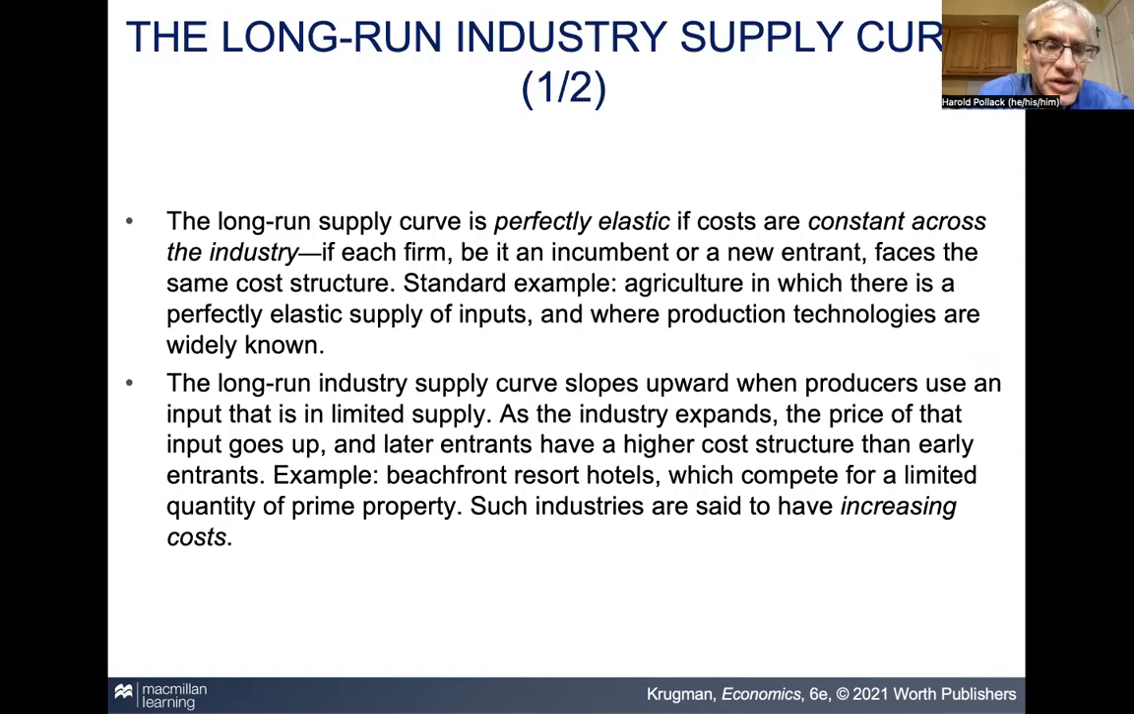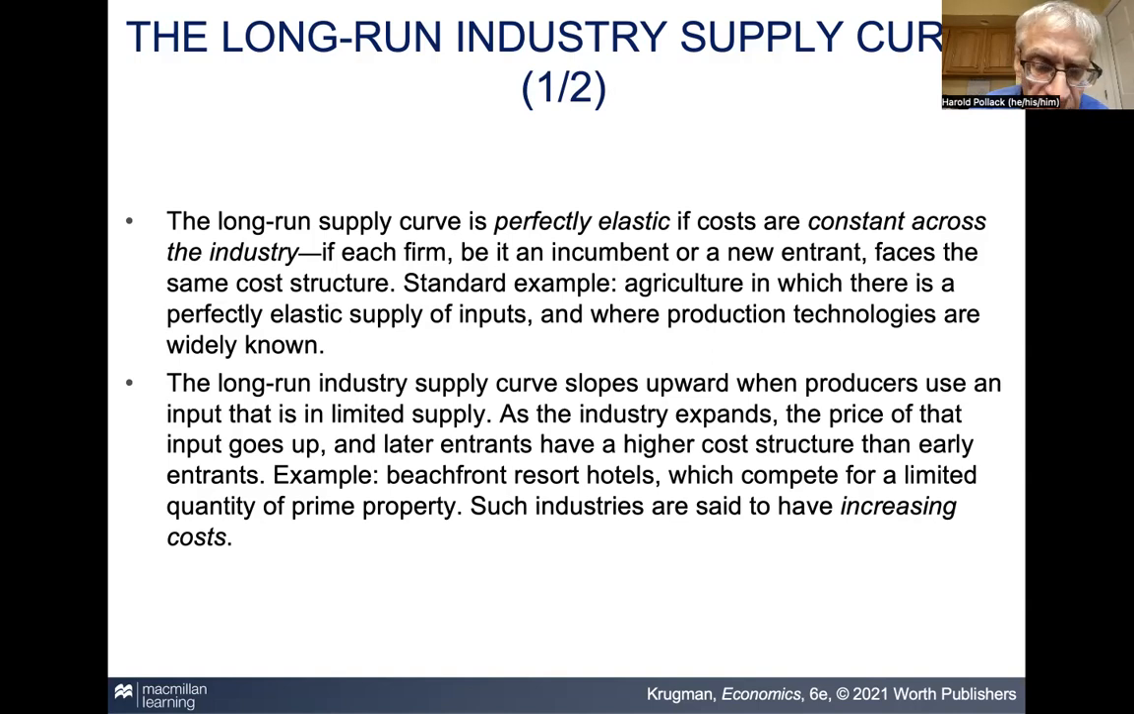The long run industry supply curve can be perfectly elastic if costs are constant across the industry. If there's plenty of inputs available and the production technologies are widely known, very often the industry supply curve is pretty perfectly elastic. But if there's some sort of input that's in limited supply, then the industry supply curve tends to have a little bit of an upward slope.